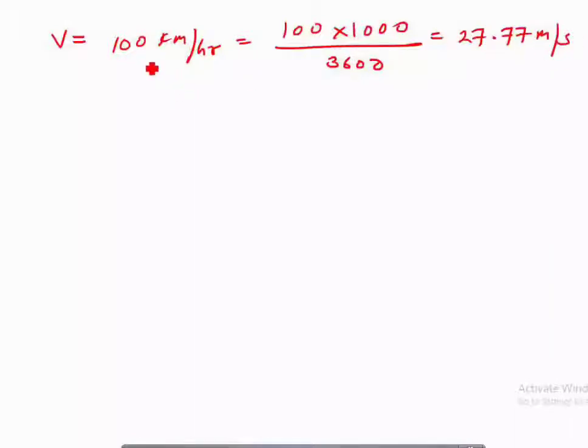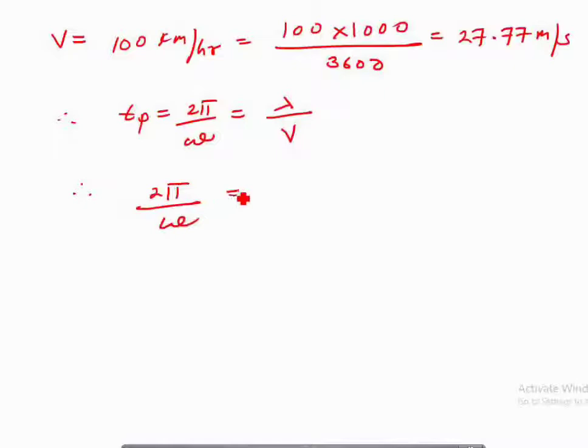Now once you have v, you can easily calculate Tp. What is Tp? Time period is 2 pi upon omega, which is equal to wavelength upon velocity. Therefore, 2 pi upon omega is equal to 5 divided by 27.77. So I am getting omega, the frequency of the external excitation or support excitation y sin omega t, as 34.90 radian per second.